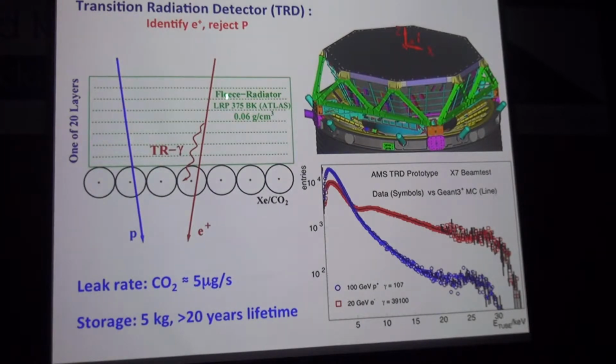Now this is the transition radiation detector. The principle is that the electron and proton go through this fleece radiator. The electron will radiate transition radiation, detected by xenon, in straw tubes filled with xenon CO2 gas. This picture shows the signal distribution. The red one is the electron distribution, and the blue one is the proton. The extra here is from the transition radiation.